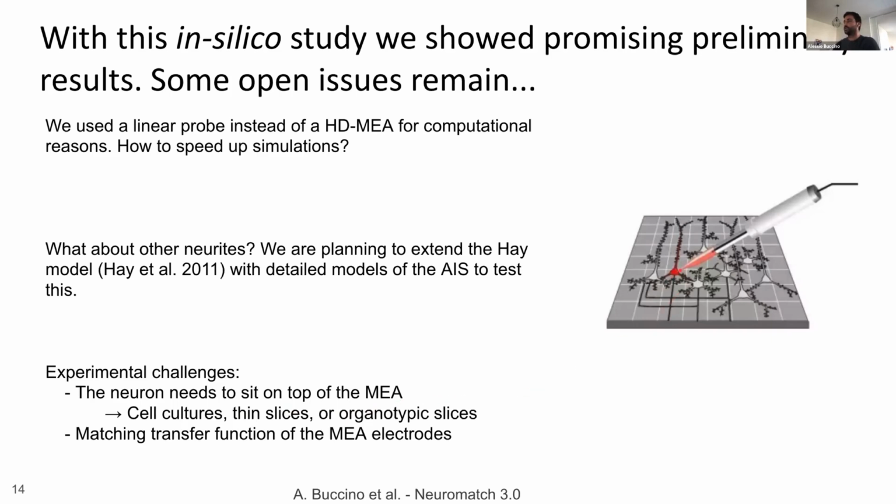Since we want to compare the experimentally recorded extracellular signals with the simulated ones, we need to match the transfer function of these electrodes. These electrodes are actually physical entities. They have an internal capacitance and resistance. So we are measuring this transfer function, and we plan to apply it to the simulations to compare apples and apples.